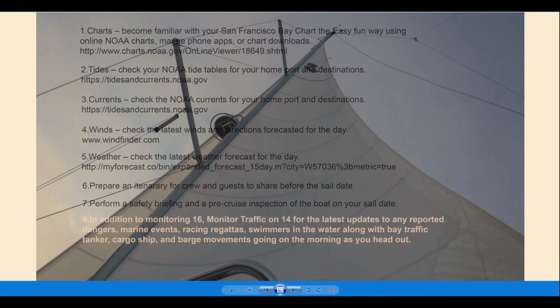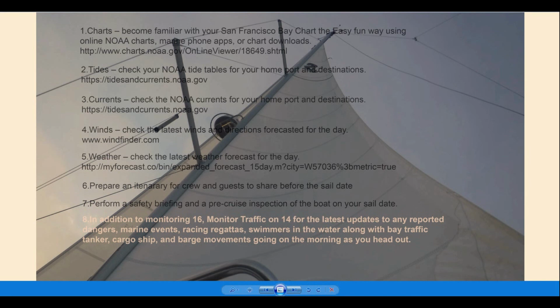And 14 is also a good channel to report any dangers that you see. If you see a big log floating across your bow on the bay and it's a pretty large chunk of wood, report it to Channel 14. Or if you spot a piling or something like that.